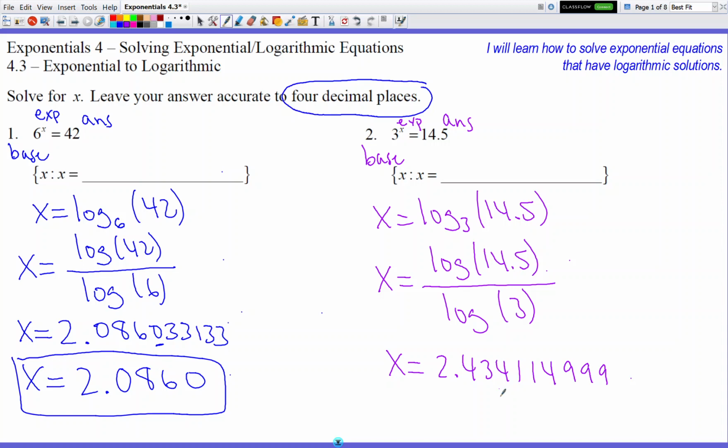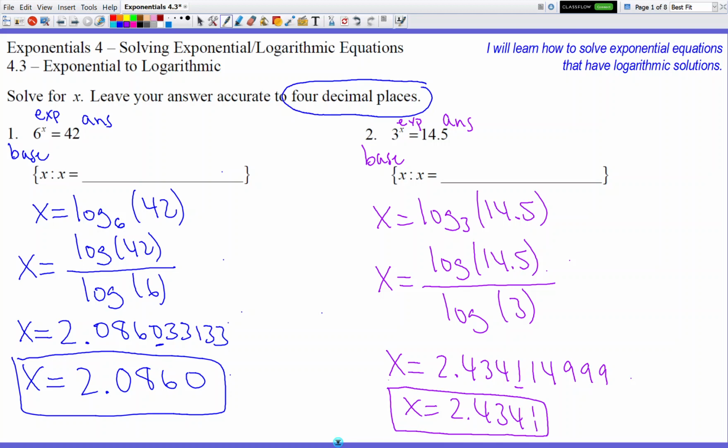So who's sitting in the 4th spot? The 1 is, so the number right after it, which is the 1, says 1, do you stay a 1? Or 1, do you turn into a 2? And the fifth number tells the fourth number, stay on 1. So your final answer is x equals 2.4341. And you're all done.